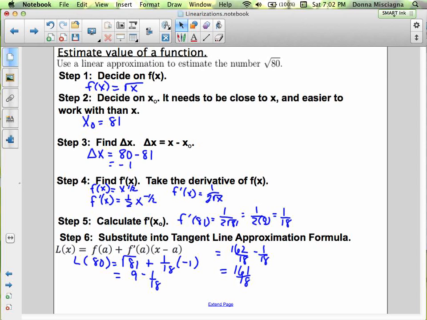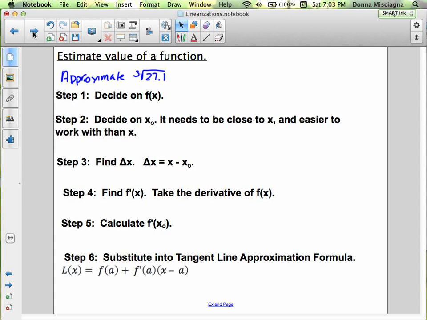And if you wanted to see how close it was, because I clicked off the board, you can always rewind me and see what the square root of 80 was compared to 161 18ths. I think it differed on the third decimal.